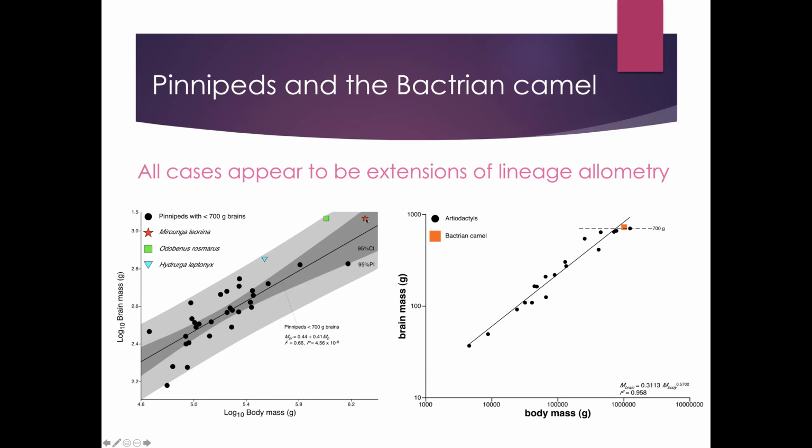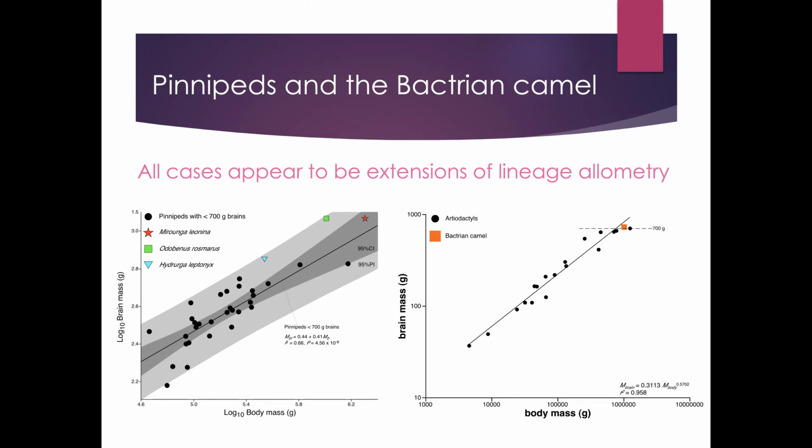I've forgotten what that label is. Oh, I think it's the elephant seal. Sorry, that's the elephant seal, the walrus, and the leopard seal. These are the 3 seals that have a larger than 700 gram brain. And if we look over here with the Bactrian camel, its brain is about 738 grams, so it just sneaks over the 700 gram barrier.